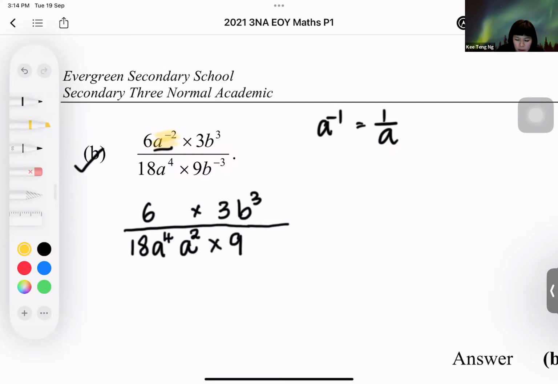But b to the power of -3, this one, the power will need to shift to become b to the power of +3 now. So you notice this one over here is shifted to the denominator. This one shifted to the numerator. Then, of course, we need to simplify our answers.